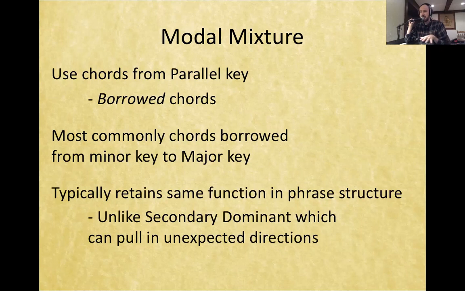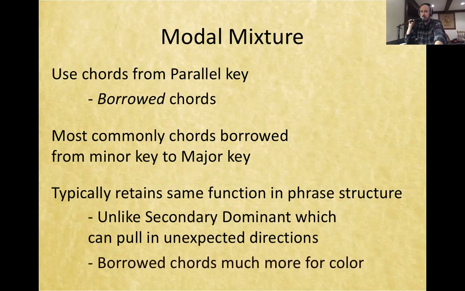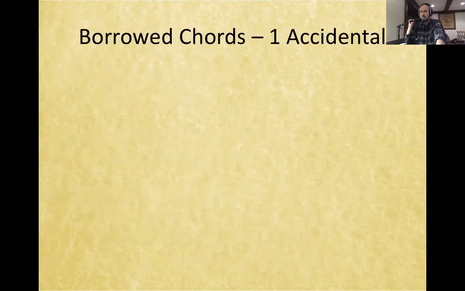It's a new sound, but the Roman numerals still describe the chords working in the same way that we always would expect them to. So let's get in here. Let's do some examples of what we're looking at here. And what we're first going to see is if we only change one accidental. If we only change one accidental, what are some ways that we can have some borrowed chords?